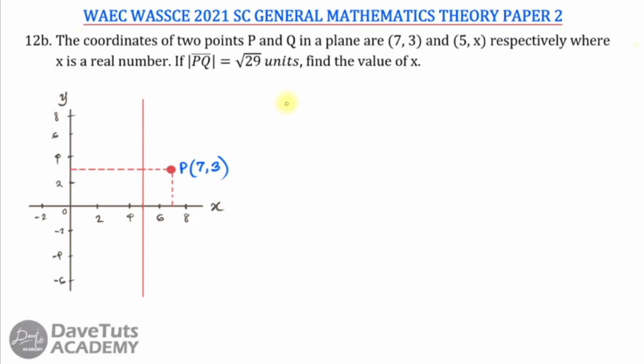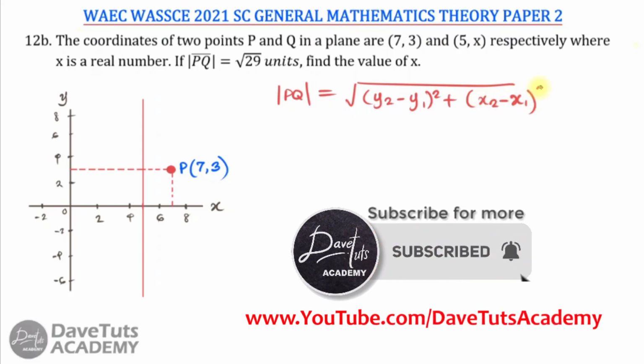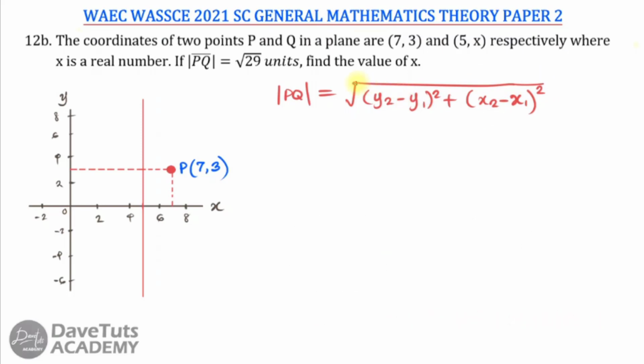Now, by reason of our understanding of coordinate geometry, we know that the length of a side, in this case PQ, will be the square root of the difference in y raised to power 2 plus the difference in x raised to power 2. So if each of those points takes x1 and x2, then we have this as a particular formula. And recall, we are given that P has 7,3 as its coordinates and Q has 5,x as its coordinates.